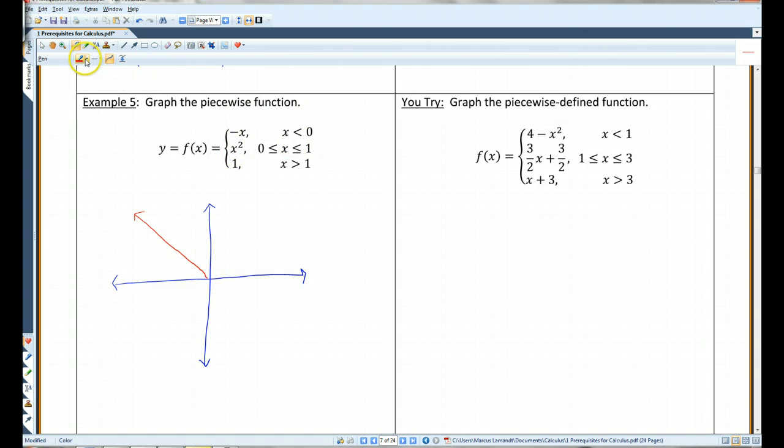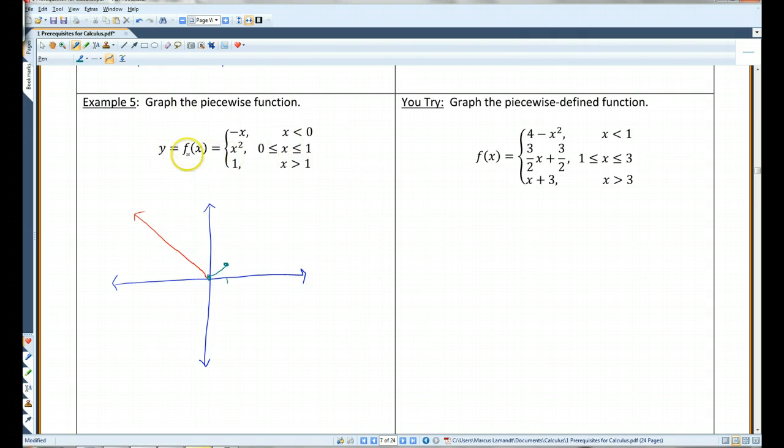Now, the graph of x squared looks like this. But in this case, we're just going from 0 to 1. So there's just this part here. Okay? And it goes all the way from 0 to 1. And then it equals 1 when x is greater than 1.